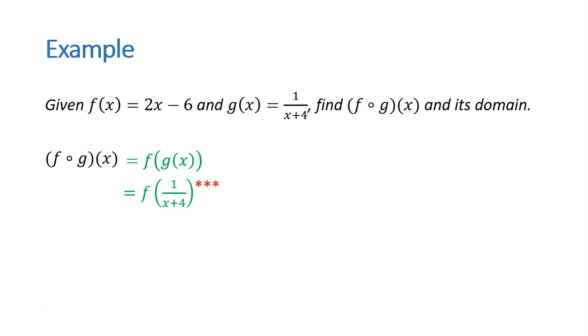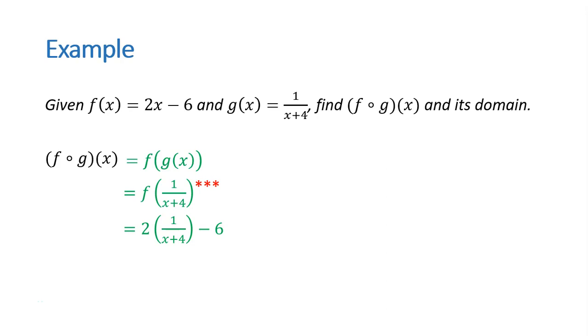So now g is completely gone. Everything is in terms of f. So we're finding f of 1 over x plus 4. So 1 over x plus 4 is now going to be the specific input for the rule of f. So the rule for f says take whatever input we're using, multiply it by 2, and subtract 6. It doesn't matter that we're plugging in something that has an x in it. We're going to take that input verbatim, and we're going to apply the operations in f to it. So we're multiplying the input by 2, and we're subtracting 6.